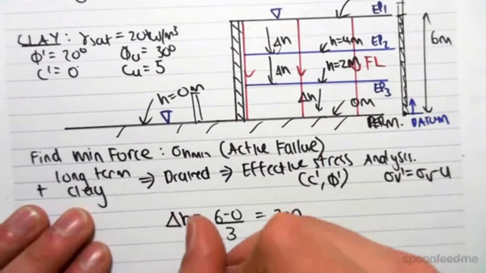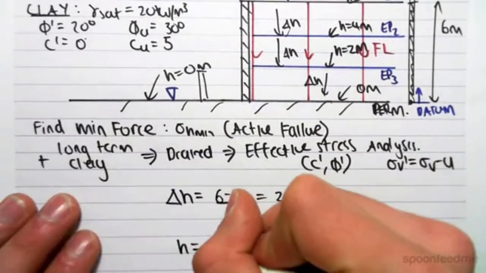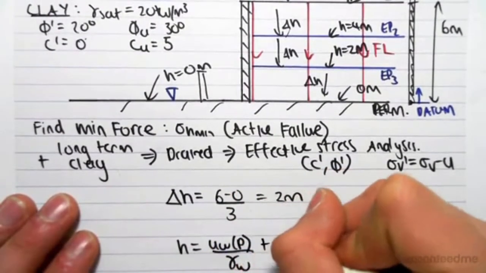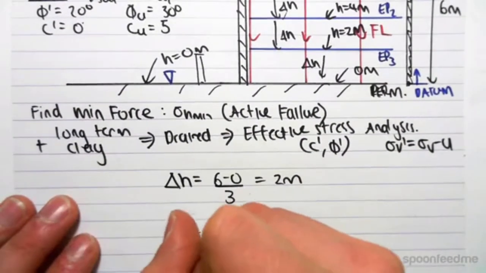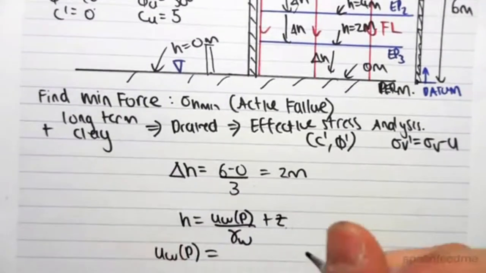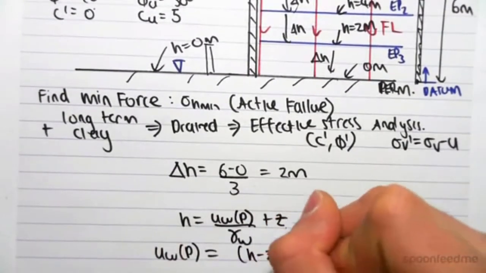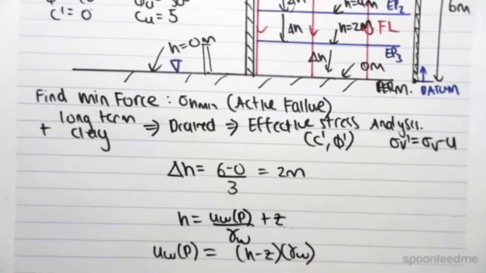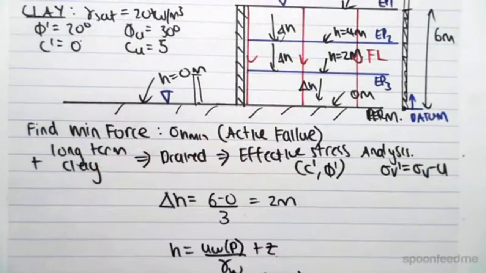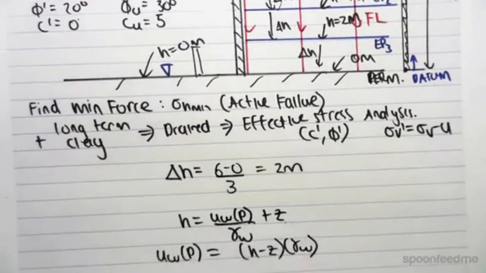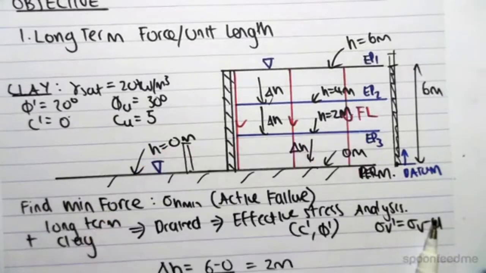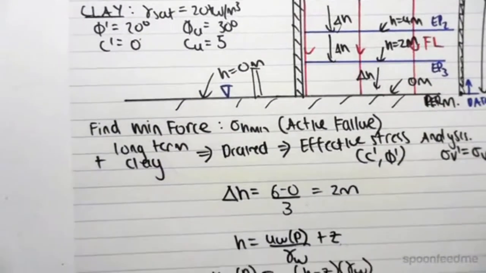Now we know that head is equal to pore water pressure on top of gamma of water, plus z. So we can find the pore water pressure by rearranging this equation. We've seen this before. If we rearrange this, we would get h minus z, all multiplied by gamma w. And now we can find the pore water pressure on our EPs. So let's go EP2, the pore water pressure along EP2.